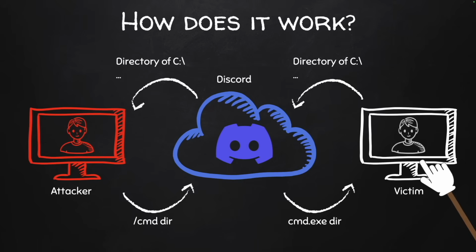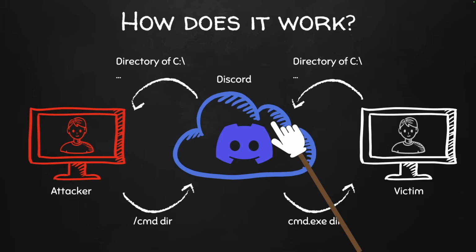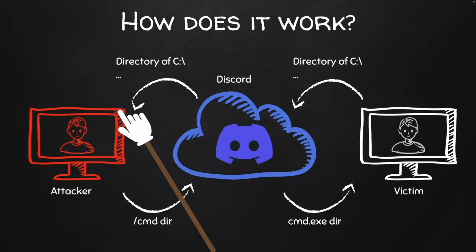After receiving and executing the commands on the victim side, an output is generated, which is then sent back to the Discord servers and then eventually reaches the attacker in the form of text messages. So similar to how you text a friend on Discord, you can use the Discord bot which is running on the victim's computer to execute malicious commands. Now that we have seen how the tool works, let's see it in action.